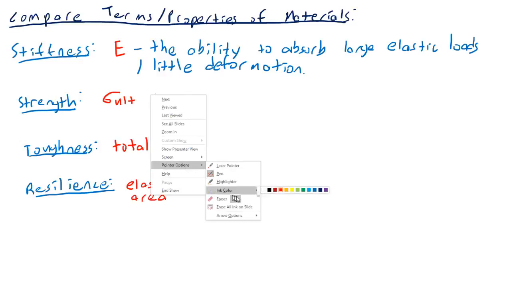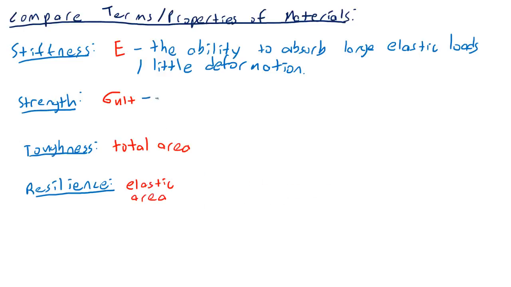Okay, strength. What do you mean by strength? Well, sigma ultimate. Strength is the ability to accept large loads without rupture. In other words, sigma ultimate is the max stress, so the ability to accept large loads without rupture. So the greater the max stress, the greater the ultimate stress, the greater the strength, the stronger the material.